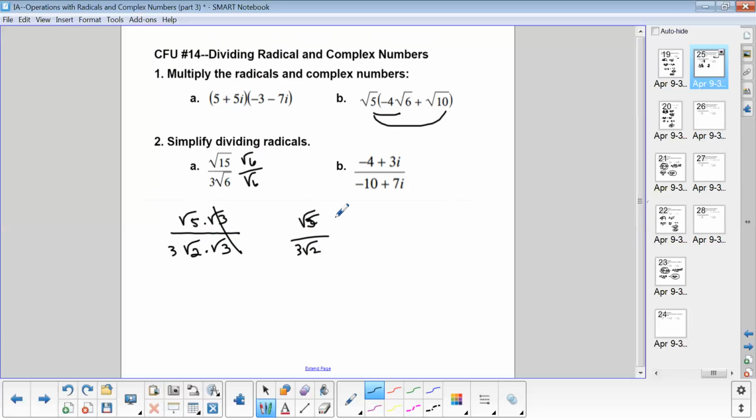And then here with division, you would multiply by the conjugate to get started. So that'd be negative 10 minus 7i, negative 10 minus 7i. Go through your distributing. You would have to replace i squared with negative 1 in the numerator and the denominator.